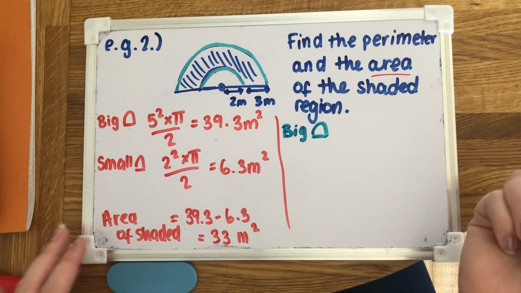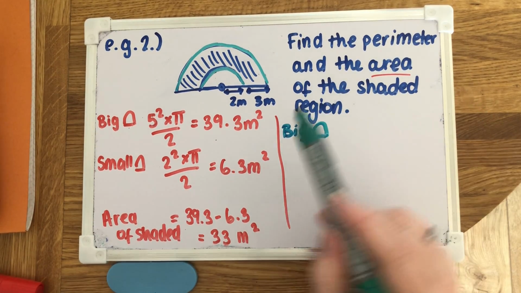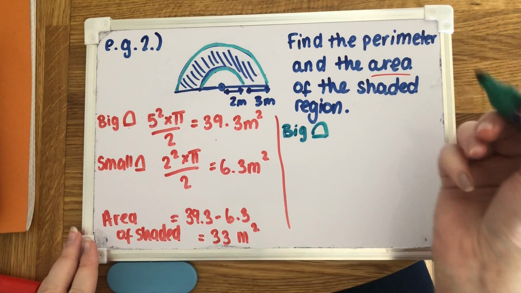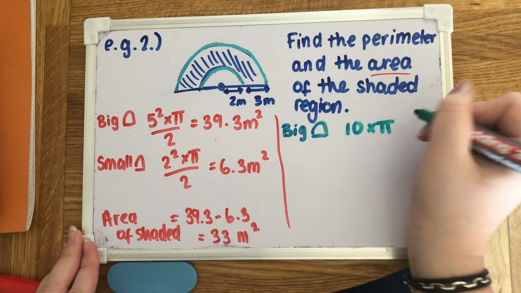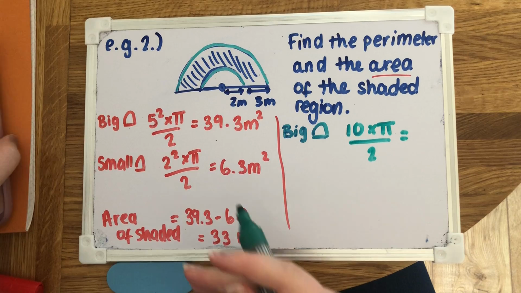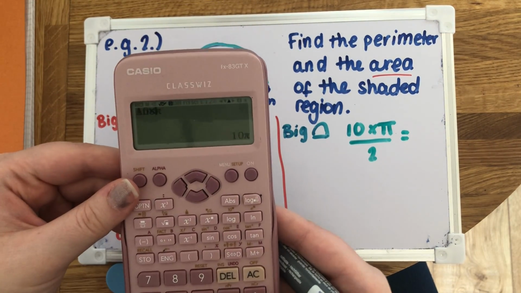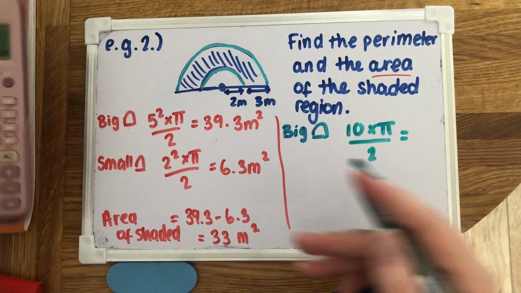So the circumference of the whole thing would be the diameter times by pi. Now we've said the radius of the big one is 5, so the diameter must be 10. So it'd be 10 times by pi. And again, we need to half our answer because it's a semicircle rather than a whole circle. So 10 times by pi, and then divide that answer by 2. 15.7.